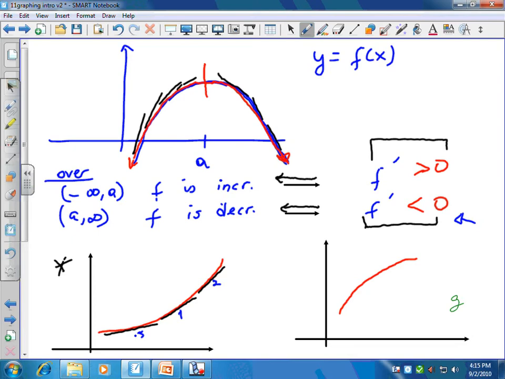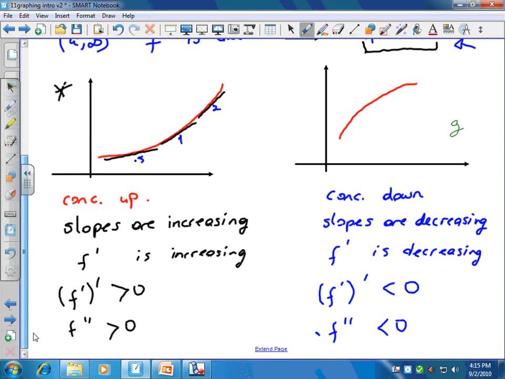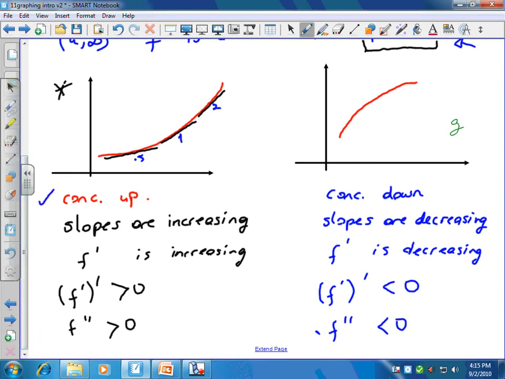So the function is, in this particular case, not only is increasing, but the rate of increase is increasing as well. So because slope was first 0.5, then 1, then 2. So that's the characteristic of a concave up function. So it's concave up, slopes are increasing. And remember, slope is another word for f prime. So that means f prime is increasing.